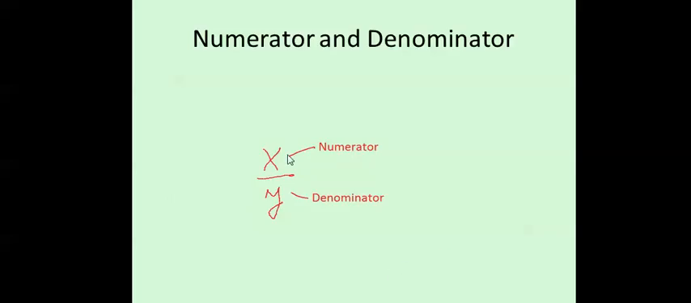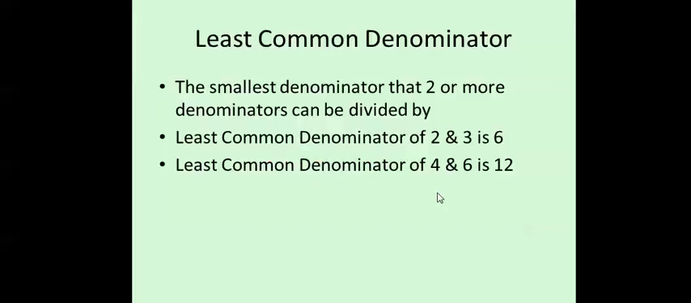Numerator and denominator, top and bottom. You know this. Least common denominator. It's the smallest denominator that 2 or more denominators can be divided by. 6 is the least common denominator of 2 and 3. 6 is divisible by 2, it's divisible by 3.